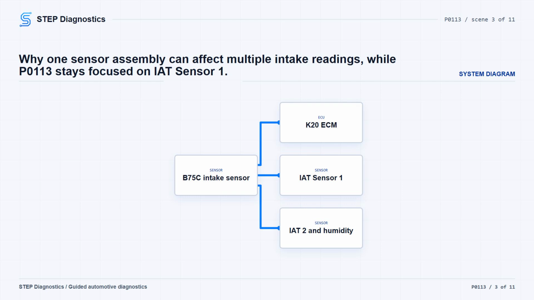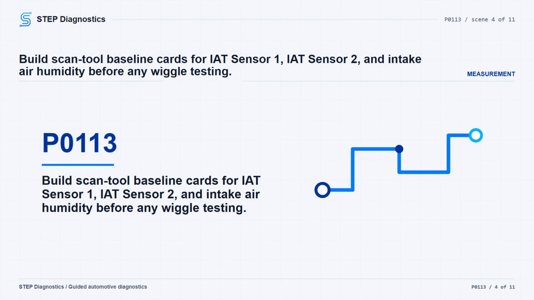IAT sensor 1 has a normal parameter range of -39 to 149 Celsius, -38 to 300 Fahrenheit. For IAT sensor 1, the ignition, serial data, and ground circuit rows each show -40 degrees Celsius, -40 Fahrenheit as the typical scan tool value. IAT sensor 2 also has a normal parameter range of -39 to 149 Celsius, -38 to 300 Fahrenheit, and its ignition, serial data, and ground circuit rows each show -40 degrees Celsius, -40 Fahrenheit.